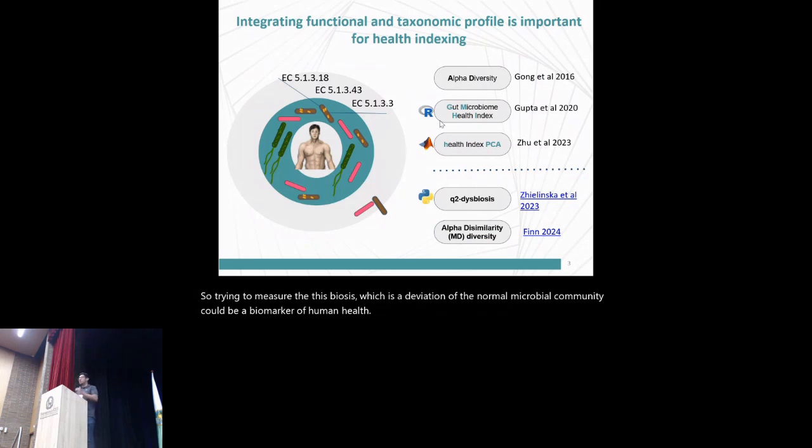So currently, to try to measure this dysbiosis, we have certain indexes. For example, we have alpha diversity-based indexes. Also, we have the gut microbiome health index and the health index based on a principal component analysis. But the problem with these first three indexes is that they are only based on taxonomic profile. More recent indexes, like the Q2 dysbiosis, also try to integrate functional profile in order to improve these indexes.